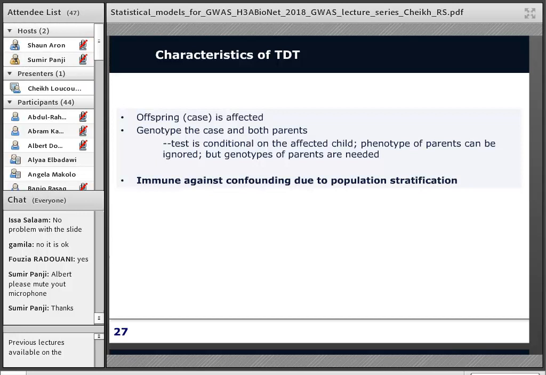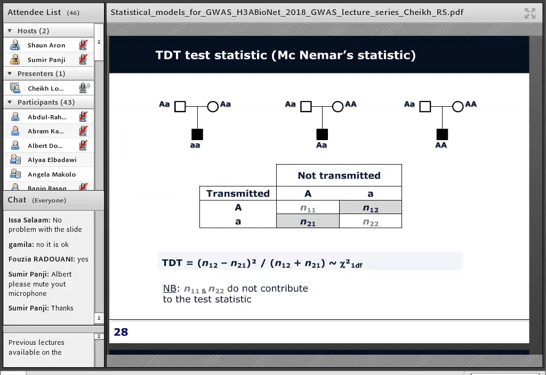So the characteristic of the transmission disequilibrium test is that the offspring is the case, he is affected. We need the genotype of this offspring and the genotypes of both parents, because the test is conditional on the affected child, and we don't need to have the phenotype from the parents. The power of this approach is that TDT is immune against population stratification and some confounding due to sex and age. So if you are using TDT, you can mix different populations and you don't care about population stratification.